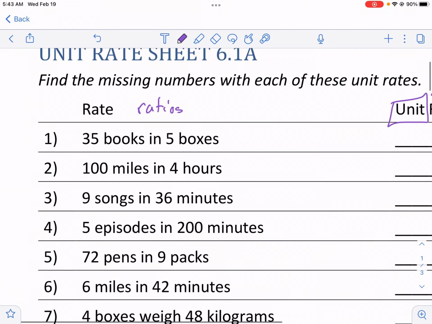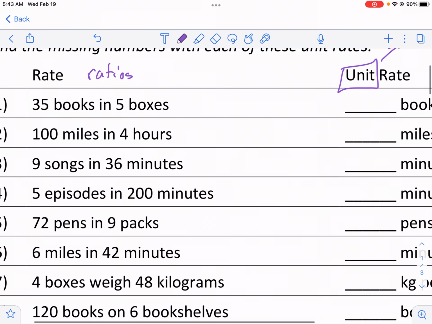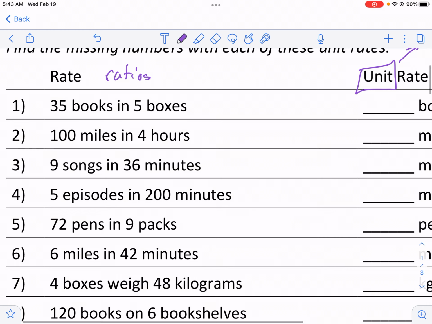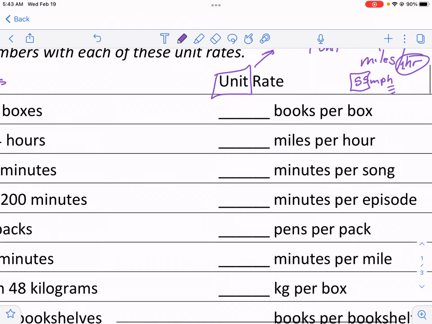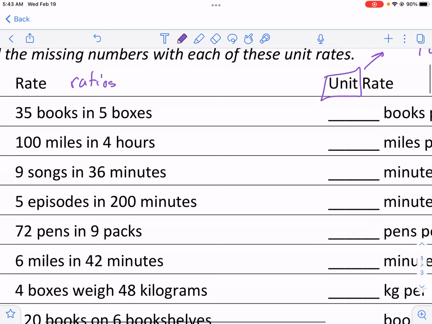So let's go ahead and handle a couple of these, and I think you'll understand after a couple examples. So we have 35 books in 5 boxes. How many books per box? So if you're working at Amazon, you want to know how much you can ship per box. Well, this might be a good problem for you. So we have 35 books per 5 boxes. This would be our ratio.